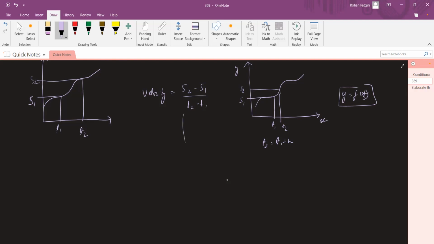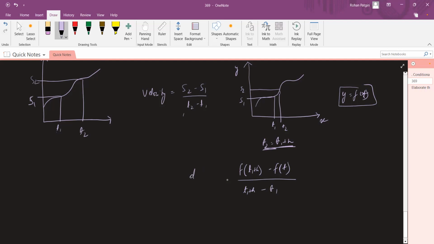So here we can rewrite this equation as this. t2 we write as t1 plus h, because we have written t2 as t1 plus h, and t1 will be the same as t1. And s2 we write as a function, f(t1 plus h), and s1 as f(t1). Did you understand how I got this one? Yes, I understand this.